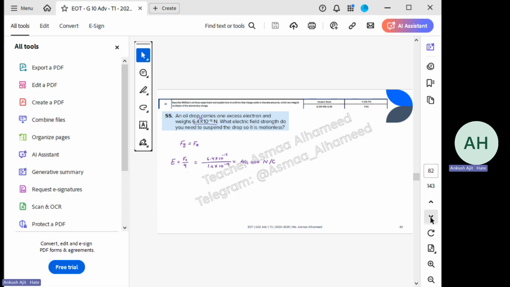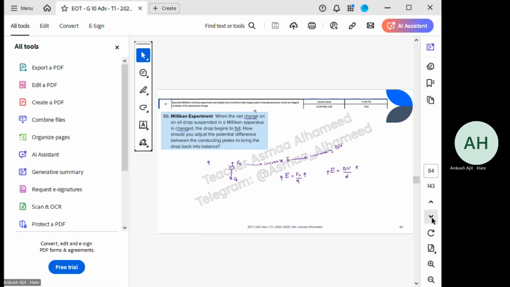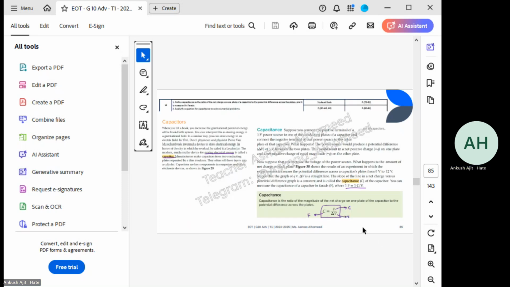What electric field do you need to suspend the drop so it is motionless? F equal to Fe, E equal to Fe upon Q. Get the answer, 40,000 Newton per coulomb. This is the same thing here. Same formulas are coming. Same E equal to Fe upon Q, E equal to V upon D. Same thing. So see, this is the main formula.